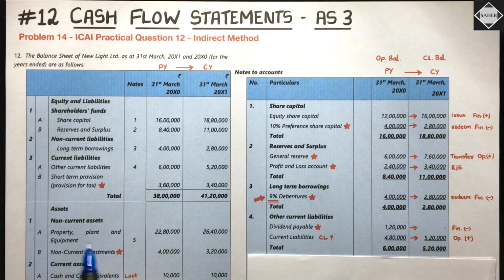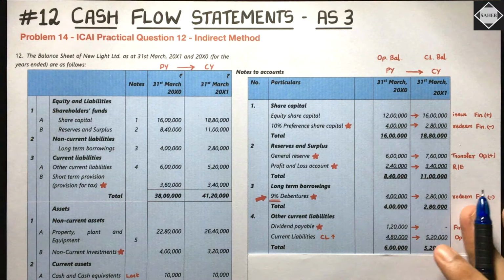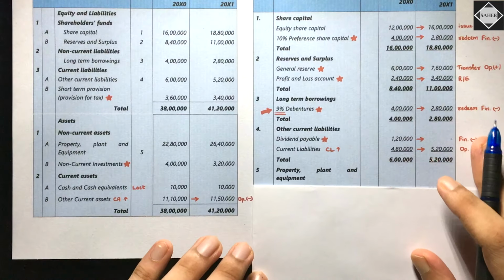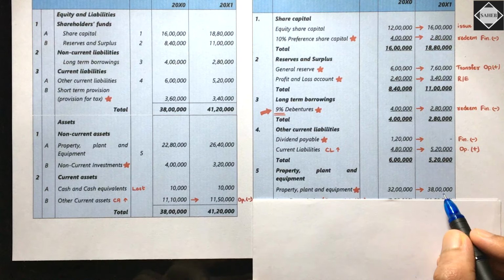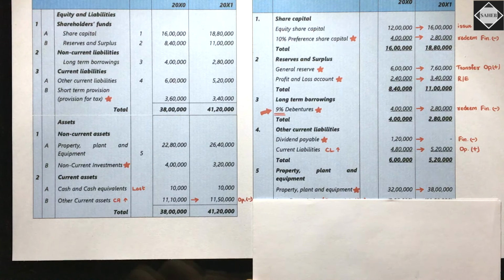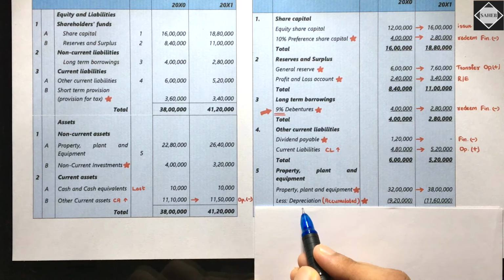Non-current assets, PPE, property, plant and equipment. See here note number 5. Let's just see this. Okay. If we see PPE note number 5, see here 32 lakh opening balance and 38 lakh closing balance. So what are we going to do about this? Of course, we'll definitely have to open a ledger account to see everything, what has happened. But let's just see. Next, they have given depreciation also. Yeah, of course, they will give depreciation.